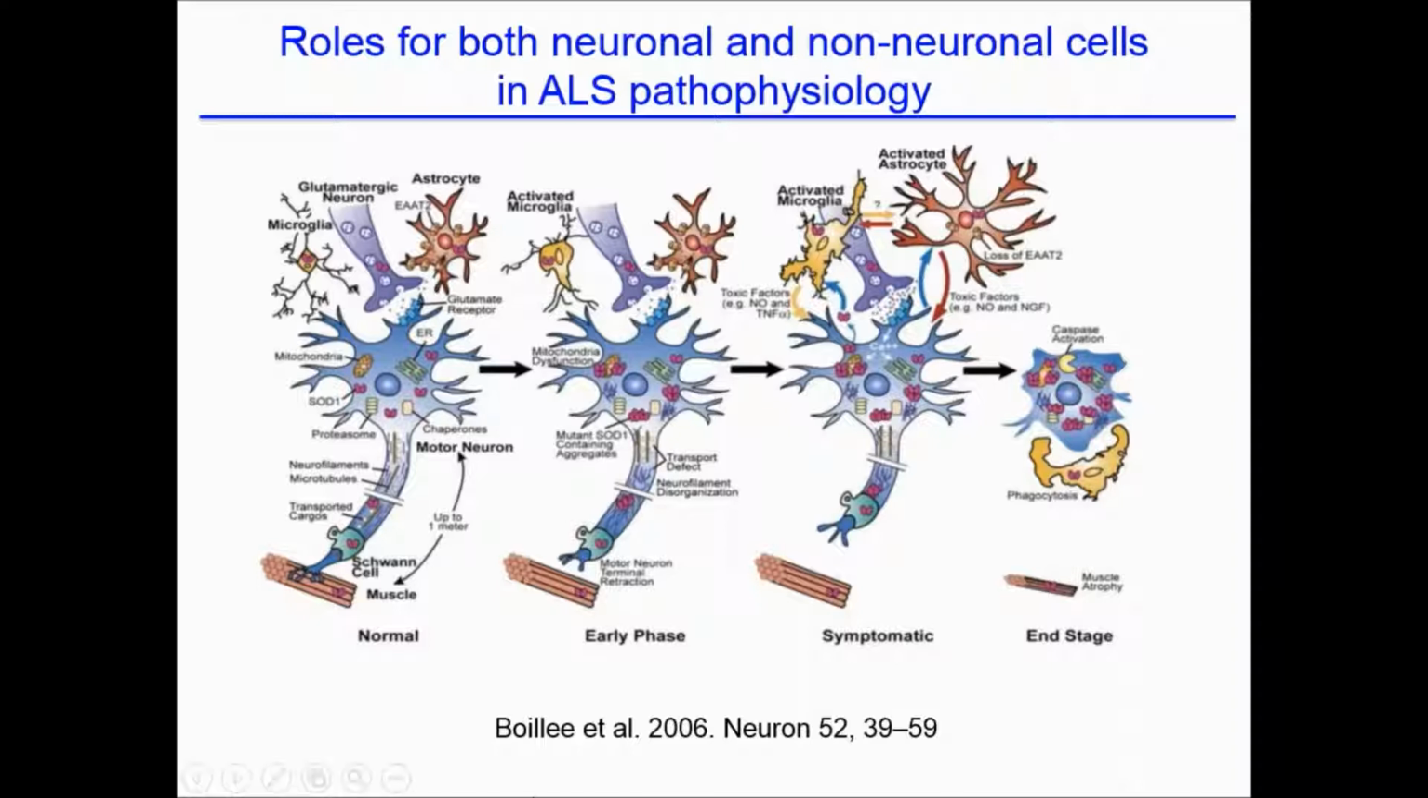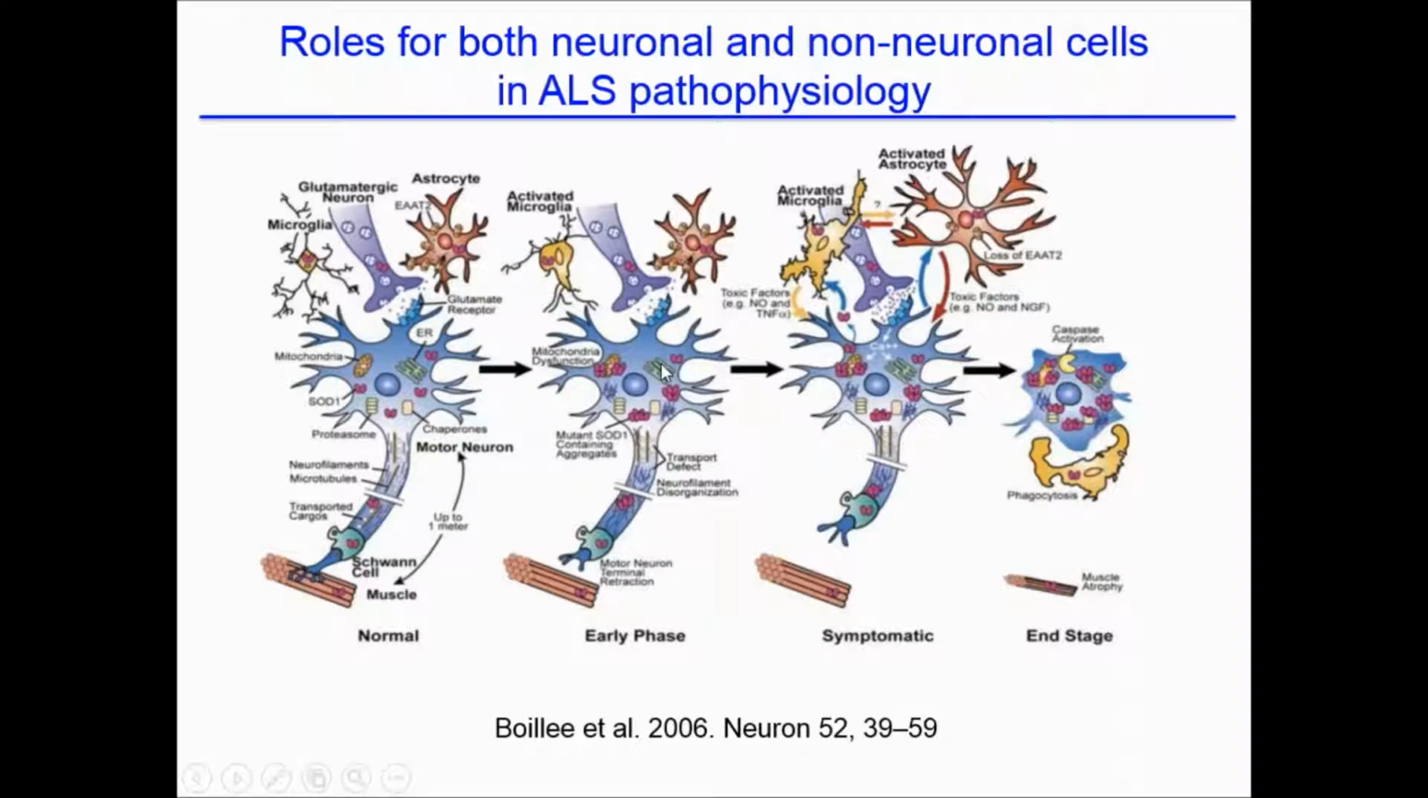This is a very nice cartoon taken from a previous review that shows that in a normal situation, motor neuron cells are in communication with glial cells, such as astrocytes, and resident immune cells of the nervous system, such as microglia. They make contacts with muscles at the neuromuscular junction, and there are other very important cells that play roles there called the Schwann cells. So they are all communicating and talking to one another.